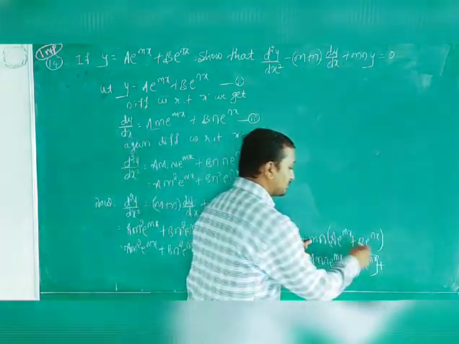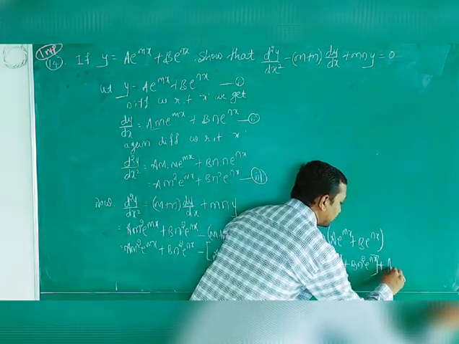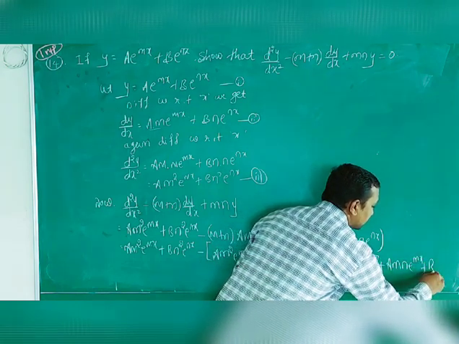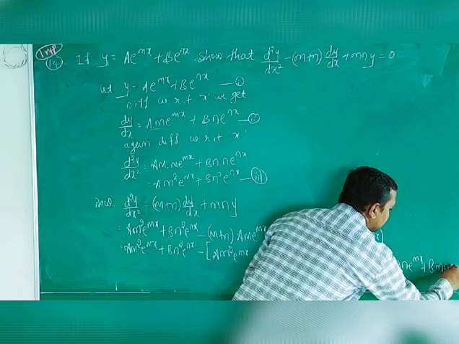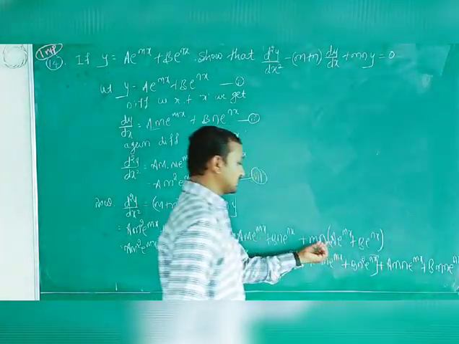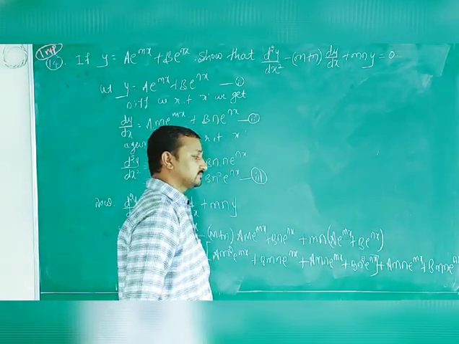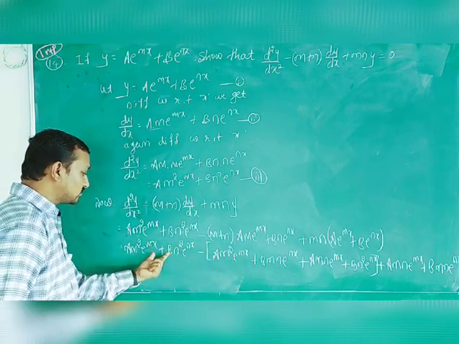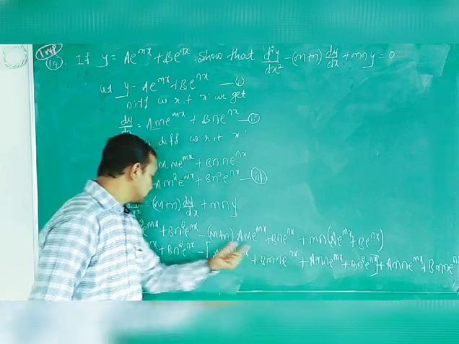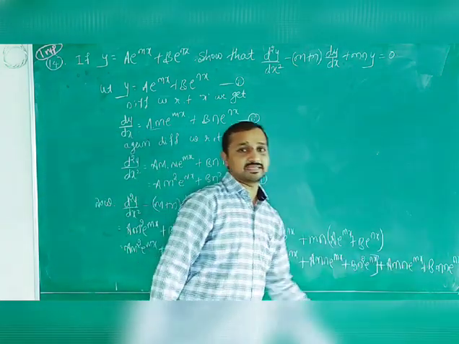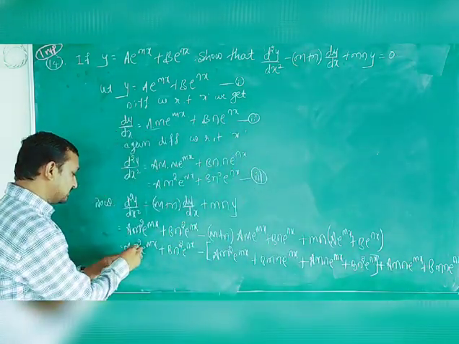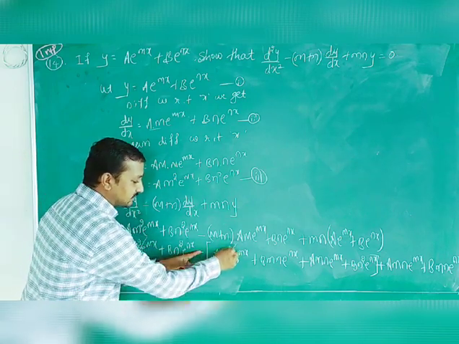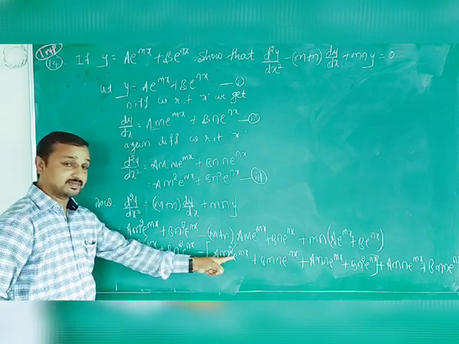Then here the mn multiplication becomes a m n e raised to mx plus b m n e raised to nx. Just mn multiplication with these two terms. Here see that, these four terms are minus, and these two terms are plus, so automatically you will get cancelled. See that? Plus a m square into e raised to mx minus a m square into e raised to mx get cancelled. This is minus of the term.